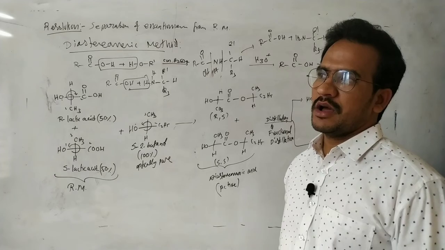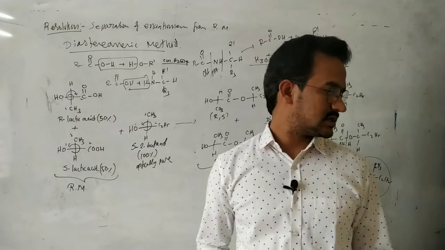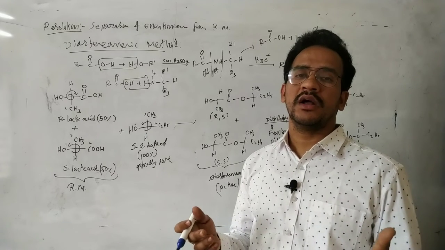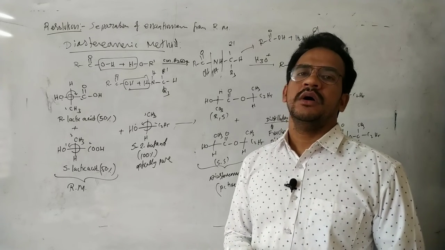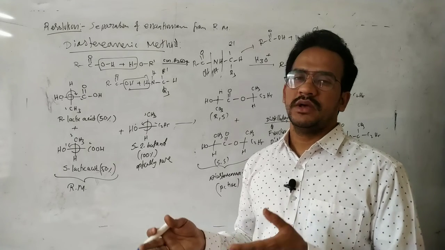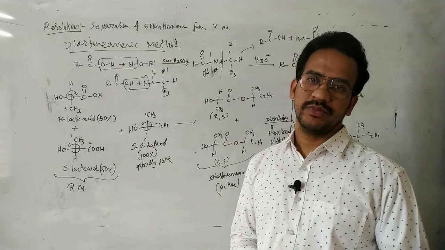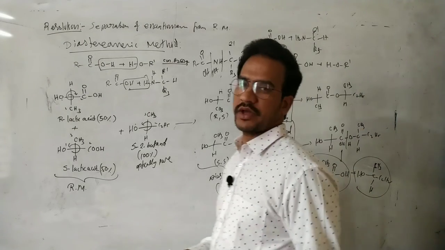So if you take a racemic mixture of the carboxylic acid, then it must be reacted with optically pure alcohol or optically pure amine. If you take a racemic mixture of amine, then you have to take the optically pure carboxylic acid. So that is a diastereomeric method. Okay, thank you for watching.